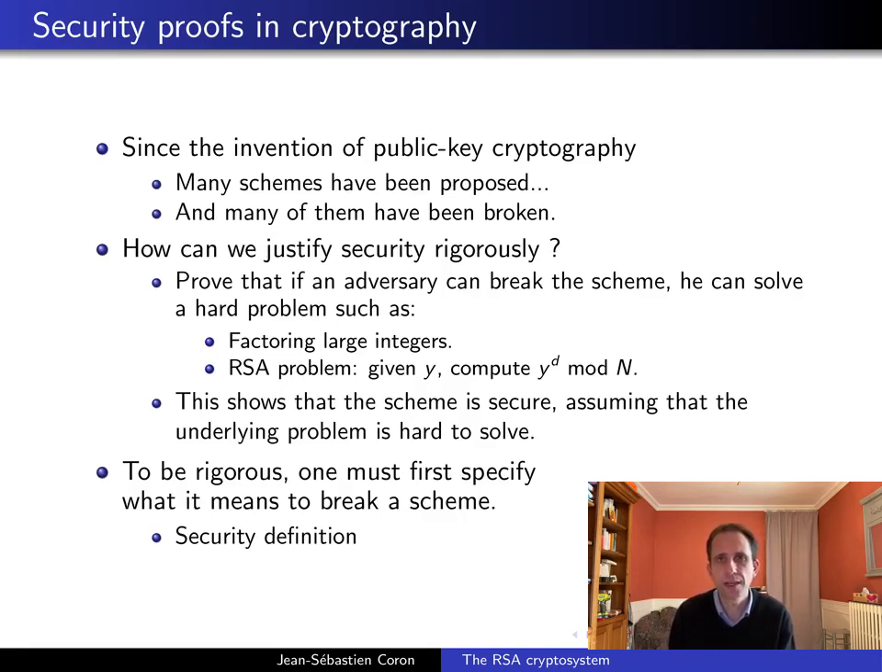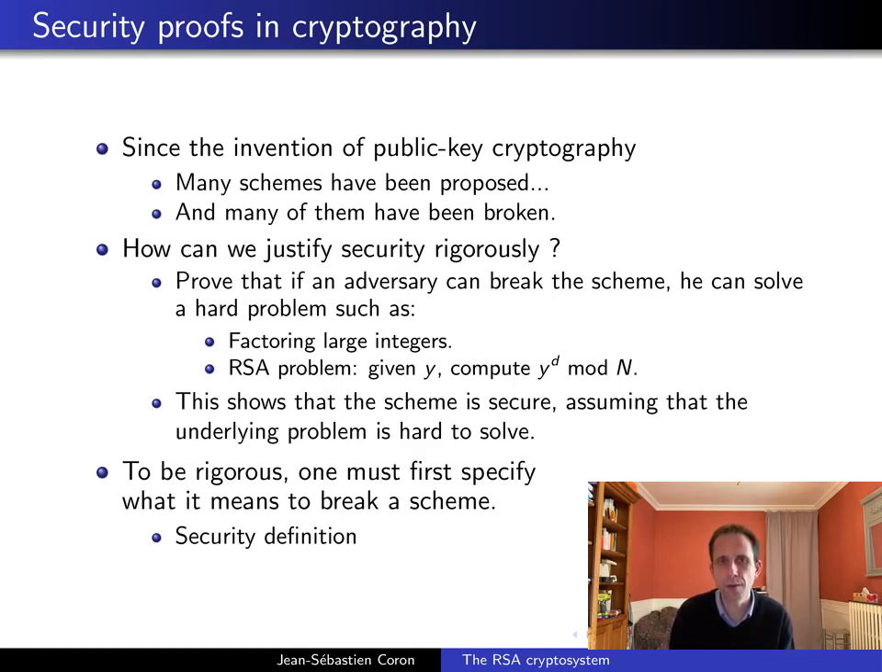So of course, this situation is not very satisfactory because we have many encodings which have been broken, and so what we would like is to have a guarantee of security. We would like to know that for sure the signature scheme based on RSA is never going to be broken. So the question is how can we justify security rigorously? And the approach is actually to prove that if an adversary can break the signature scheme, then we can use this adversary to solve some well-defined hard problems, such as, for example, factoring integers or inverting RSA.